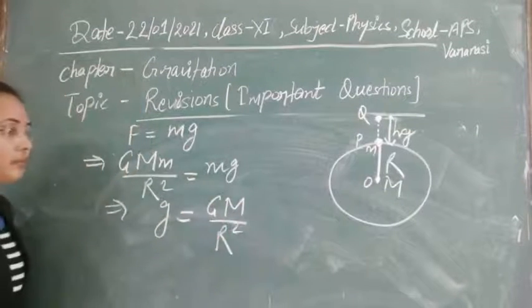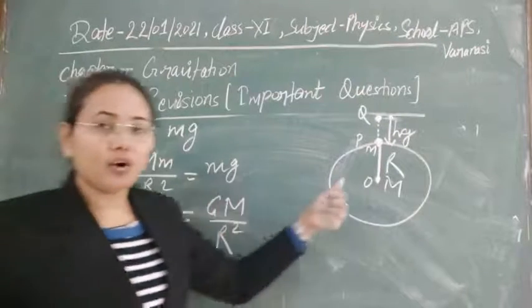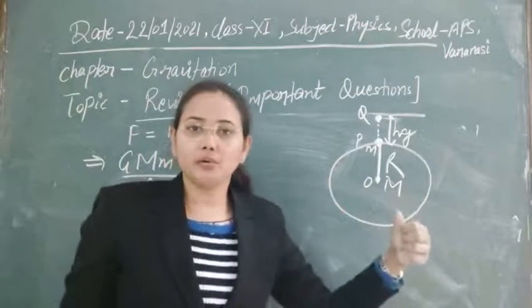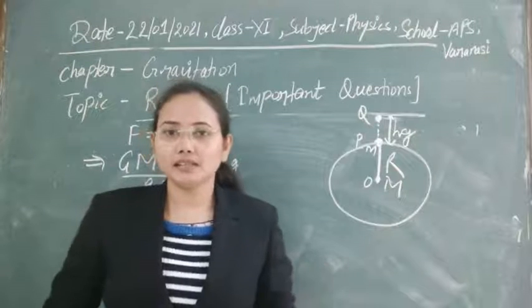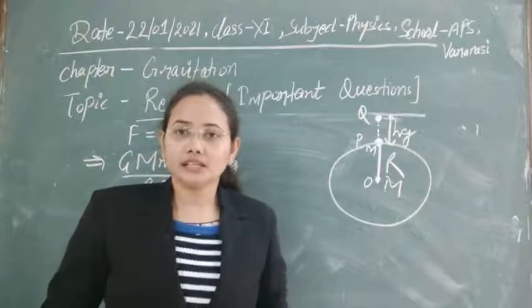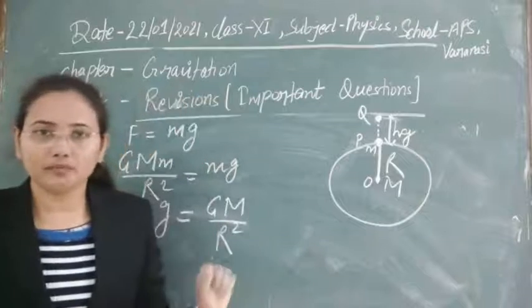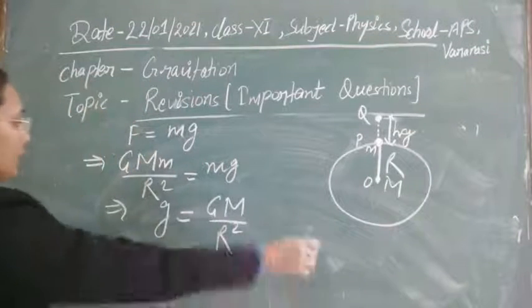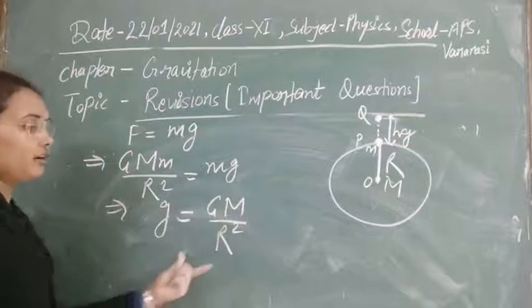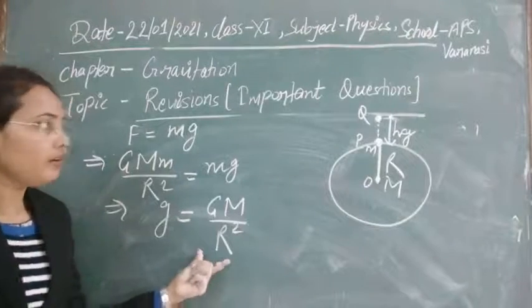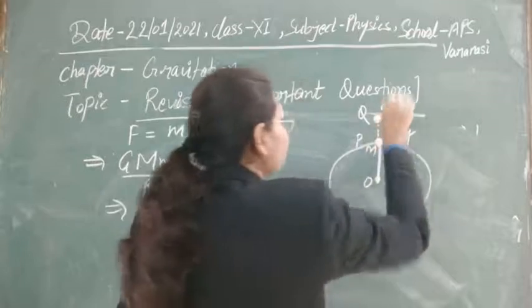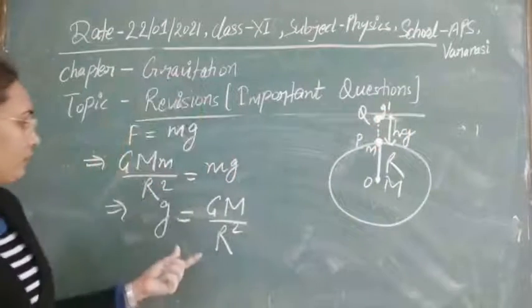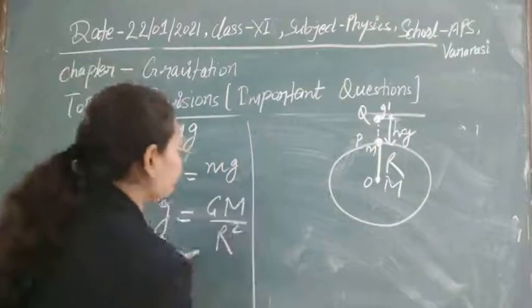Okay? So it means that on the surface, any massive body of any mass experiences the same acceleration due to gravity, not depending on the mass of the body. Clear? First thing. Now at the surface, if the value of g is this, suppose the g here at point Q is denoted by g dash, then what will be g dash here?